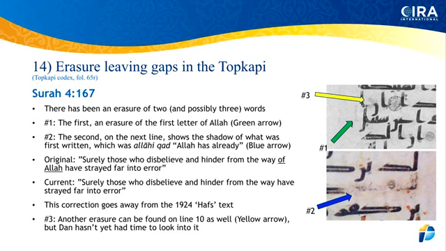But what we know, and if you look at the original, what it did say before the erasures was, surely those who disbelieve and hinder from the way of Allah have strayed far into error. Because they've erased it, it now says, surely those who disbelieve and hinder from the way have strayed far into error. Now, that's odd because that does not correspond with the Hafs 1924 text, which is the standard text that is used today. They should have kept it as it was. They shouldn't have erased this one.